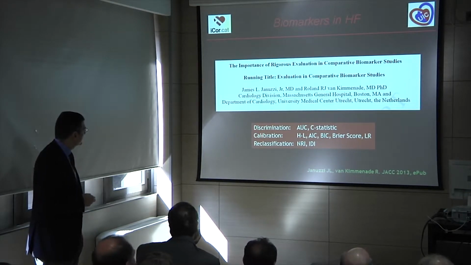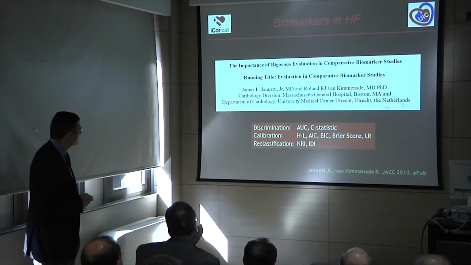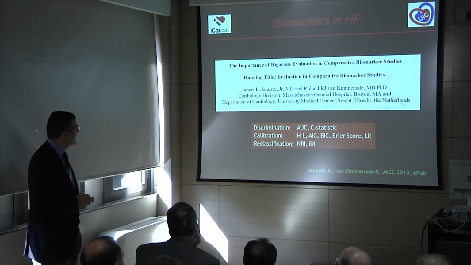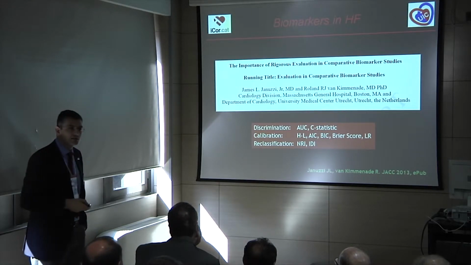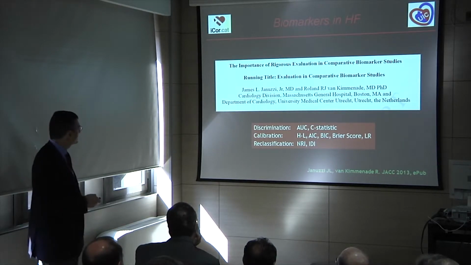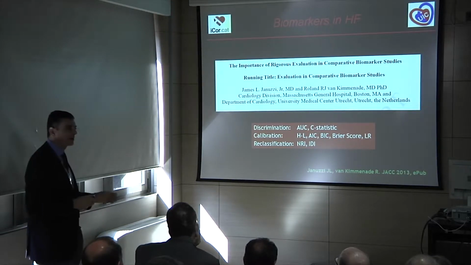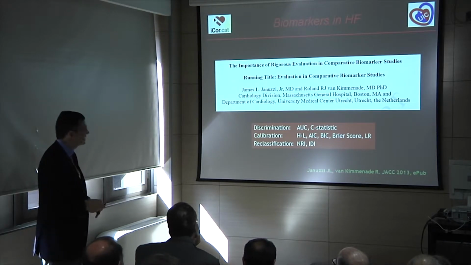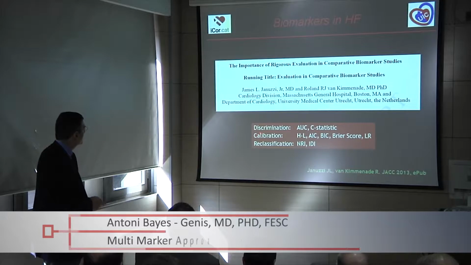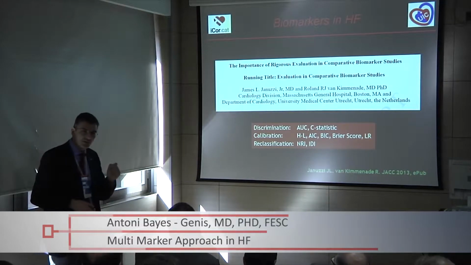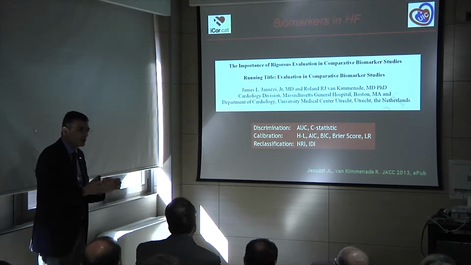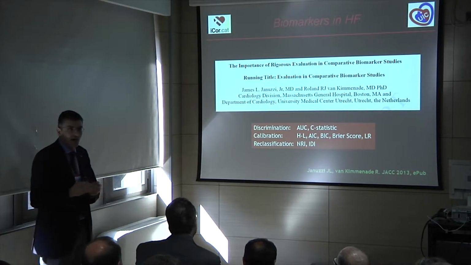Three issues: discrimination, calibration, reclassification. As Jim said, discrimination allows us to determine if a new model, a new biomarker, provides significant value above and beyond established models or established markers. Calibration is just telling us that our model, the old one and the new one, are properly calibrated in the sense that they can be compared. And reclassification gives us a number, which is a percentage of patients that go from the gray zone towards a low-risk group or towards a high-risk group.